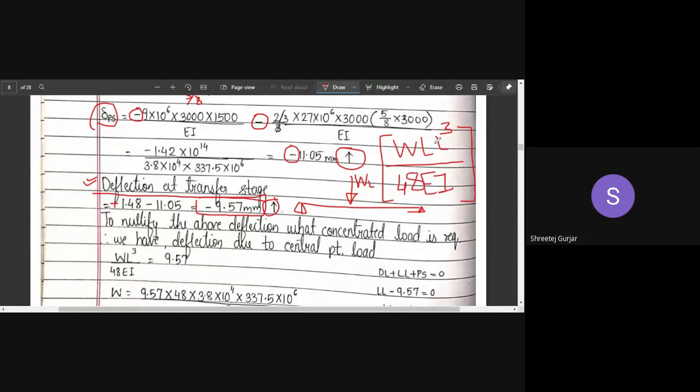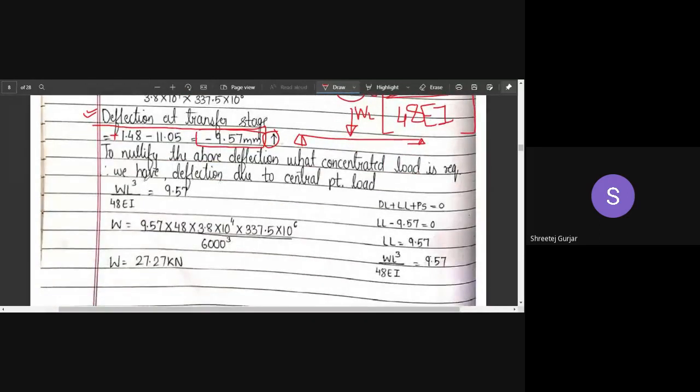So it is totally WL raised to 4. So you mean this L is a suffix. Yes, sir. Okay. So this is the deflection caused due to live load. So that is what we have written over here.